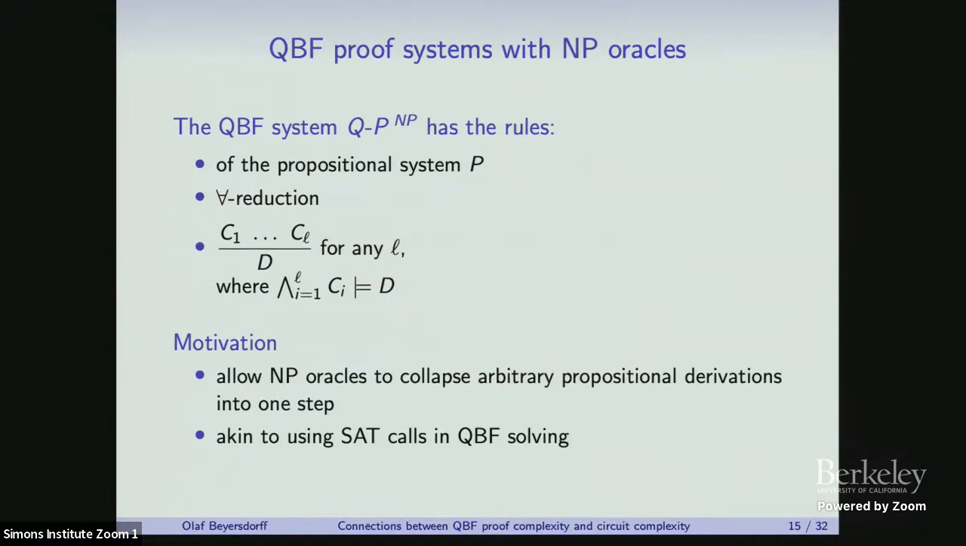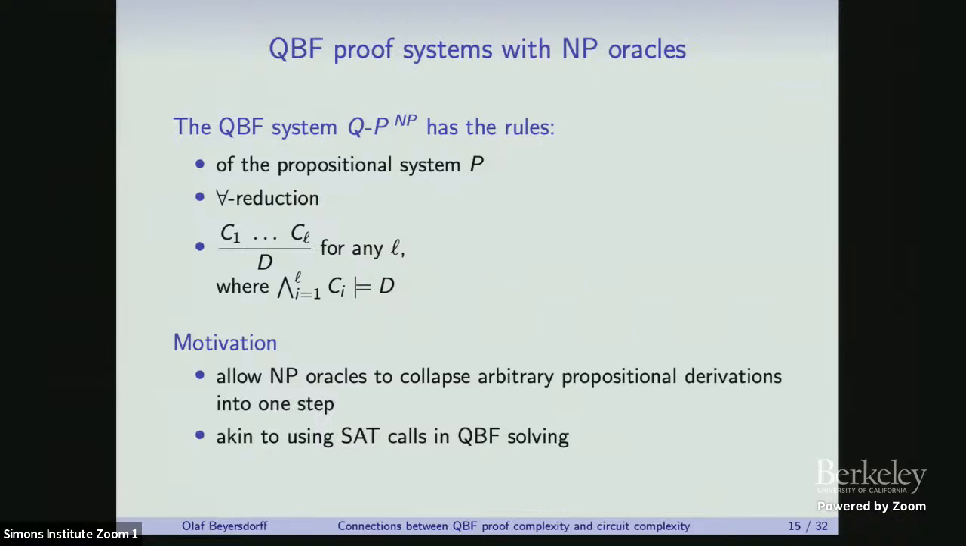I defined the system QP with an NP oracle, and the rules are, as before, the rules of the propositional system P, the universal reduction rule, plus I now use these strong entailment steps, where the C's are any clauses, for instance, or formulas that you have. And you can derive a new line D whenever the C's semantically entail D, this is just propositional, yeah? And then, for instance, in the pigeonhole principle, you would be able to infer the empty clause in just one step, yeah? Because you can take all the axioms and get the empty clause immediately. Okay, so this isn't formally a Cook-Reckhow proof system anymore. You need these NP oracles to verify the correctness of proofs, but we are just interested in showing lower bounds. So, even better if we can show lower bounds for these strong systems.